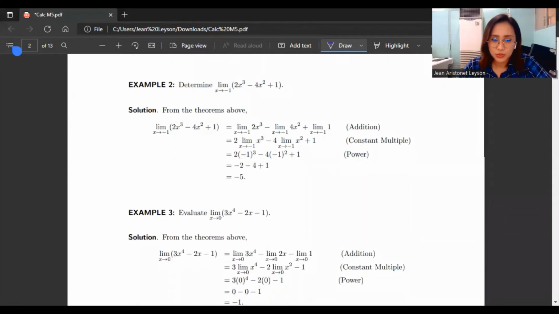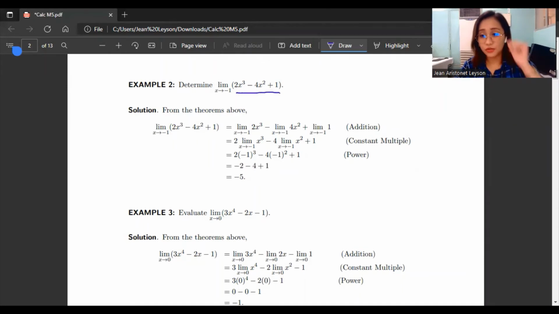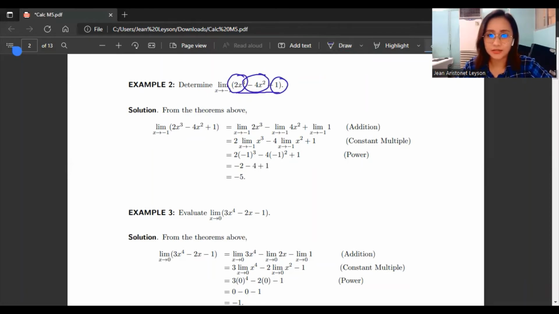Example number 2, we have the limit of the function 2x cubed minus 4x squared plus 1 as x approaches negative 1. So this right here, this function is also a polynomial function. This is a trinomial composed of 3 terms. This is the first term, 2x cubed. Second term is negative 4x squared. Third term is the constant 1.